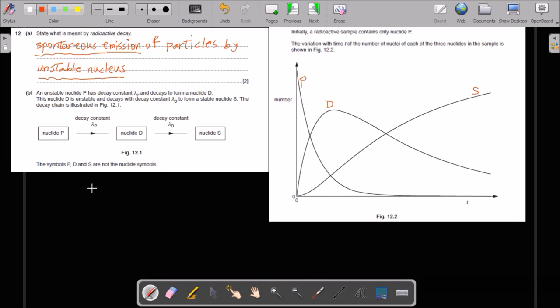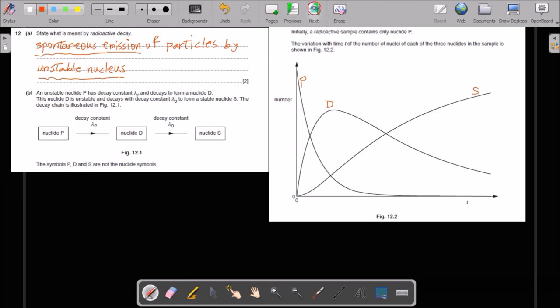Next part. An unstable nuclide P has decay constant lambda P and decays to form a nuclide D. This nuclide D is unstable and decays with decay constant lambda D to form a stable nuclide S. The decay chain is illustrated in figure 12.1. Initially, a radioactive sample contains only nuclide P. The variation with time t of the number of nuclei of each of the three nuclides in the sample is shown in figure 12.2.